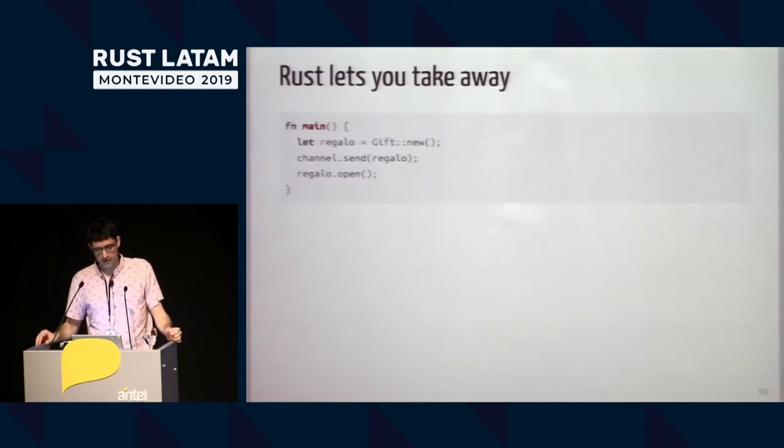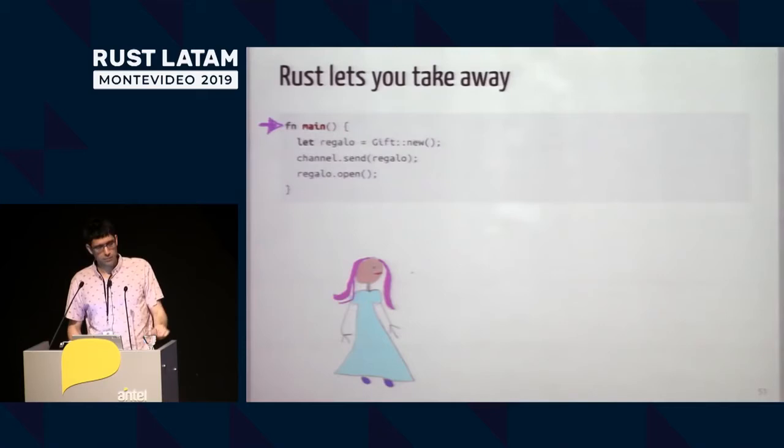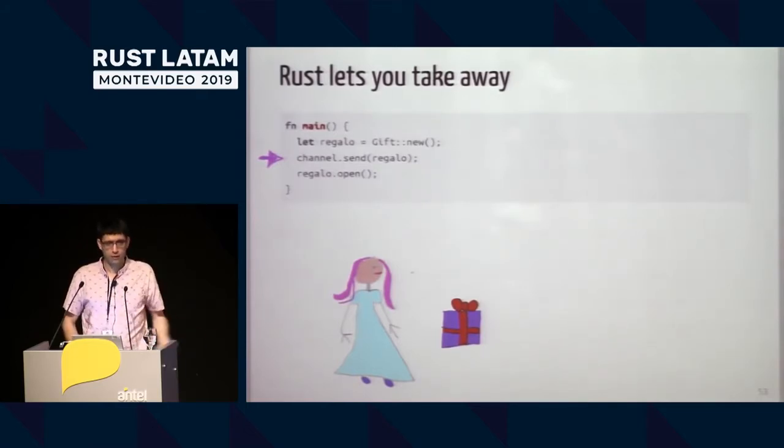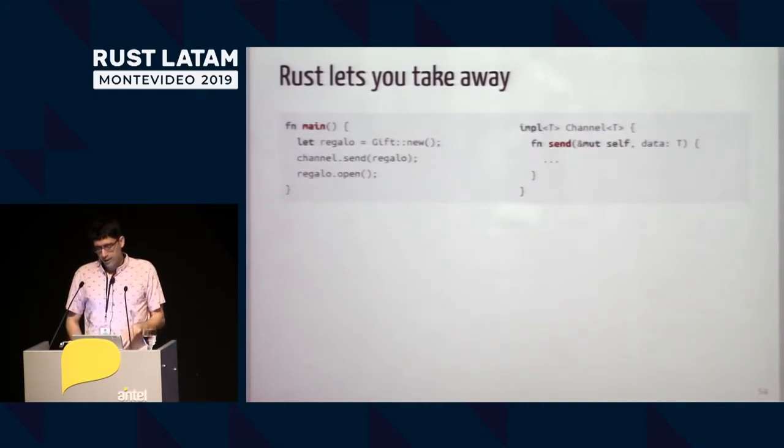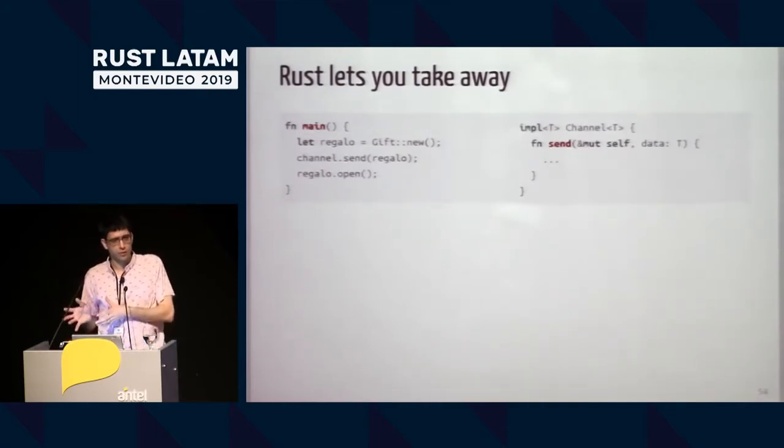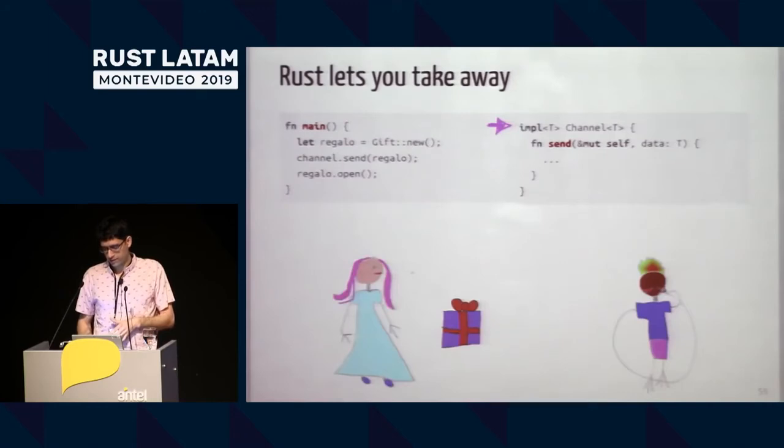So if we take that exact example and we run it through in Rust, we'll see it turns out differently. This is some Rust syntax. So we have a function, it's called main, and it starts out kind of the same way. We create a gift, and then we write channel.send, and we're going to send our regalo across the channel, right? And on the other side, this is what a channel type might look like in Rust. Okay, so it's a little more Rust syntax. Let me just walk you through a bit of it.